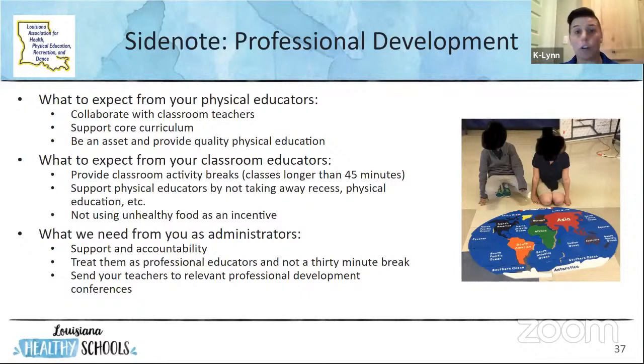Okay, instead we can say, you do a great job. The whole class brings back the permission slip. You get 10 minutes added on to recess. That's just as beneficial as an incentive to students. And then finally, what we ask from you as administrators is support physical education and hold us accountable.